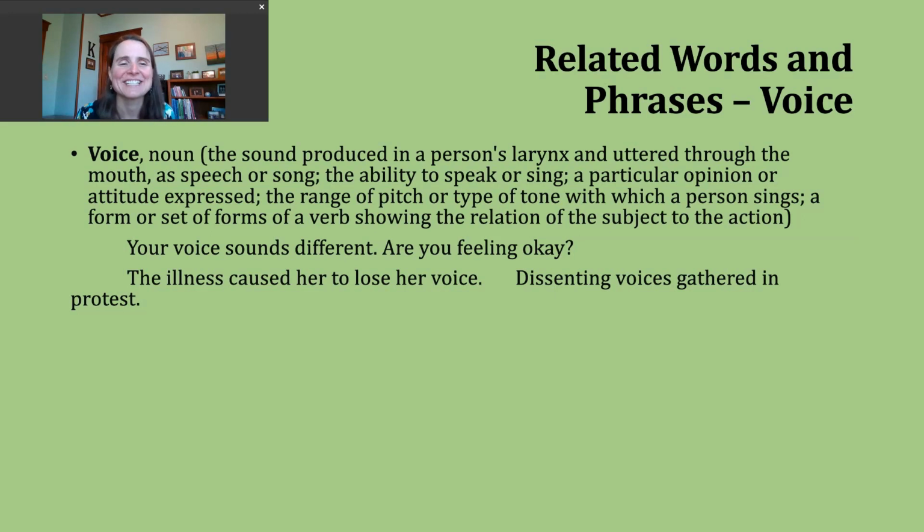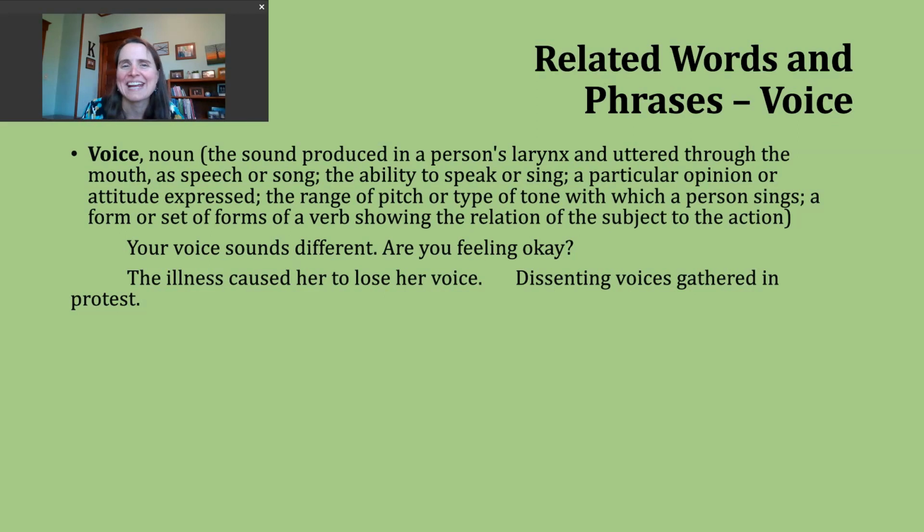A third way to use the noun voice is to talk about a particular opinion or some attitude that another person is expressing. So, an example of this, "Dissenting voices gathered in protest." So, dissenting would be people who do not agree. So, all of these people who share that same opinion or the same idea have come together to protest something.